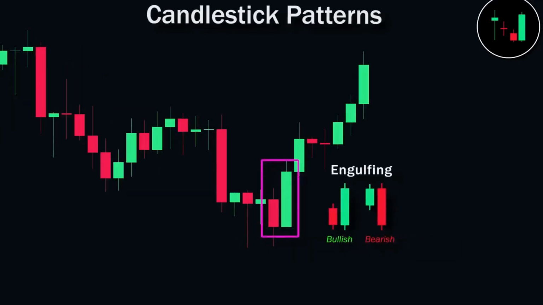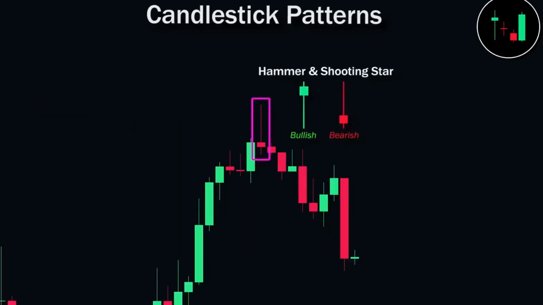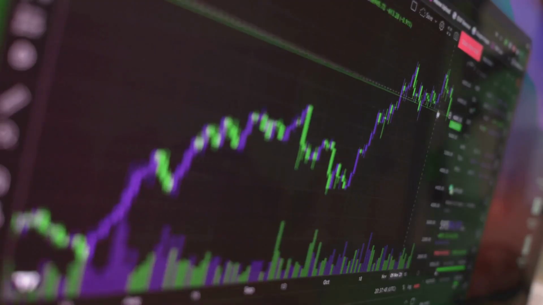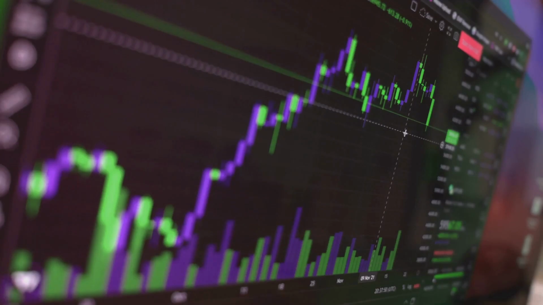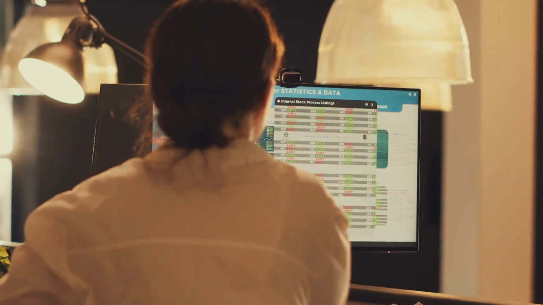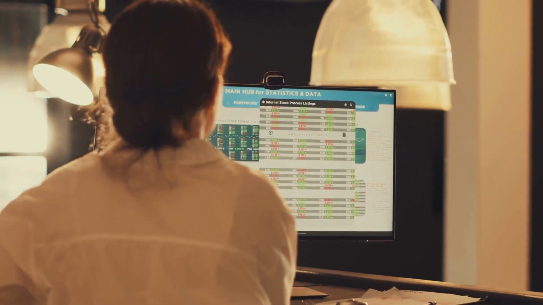Section 7. Mastering the art of candlestick patterns. Candlestick patterns, originating from Japanese rice traders centuries ago, provide a visual representation of price movements over a specific time frame. Each candlestick tells a story, revealing the battle between buyers and sellers during that period. Learning to read these patterns can give you an edge in understanding market sentiment and predicting potential price moves.